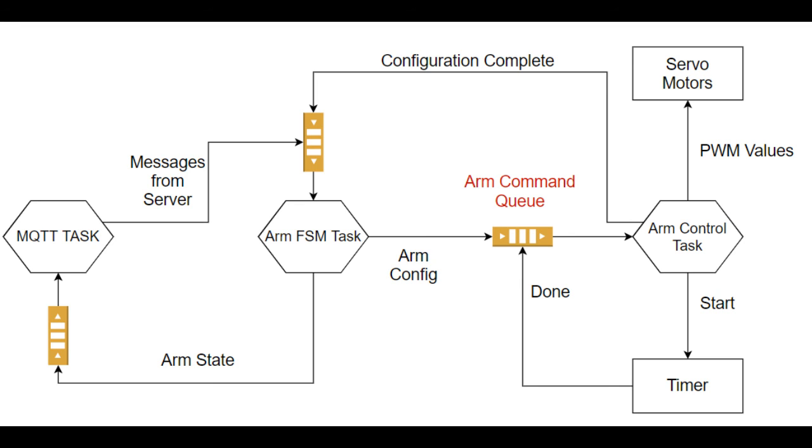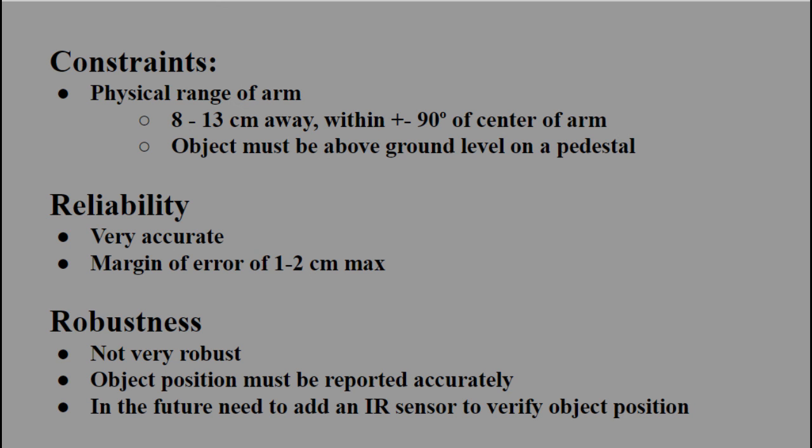These 3 tasks, which communicate to each other via queues, is what allows for my arm to do what is required. Now I will talk about the constraints, reliability, and robustness of my design.